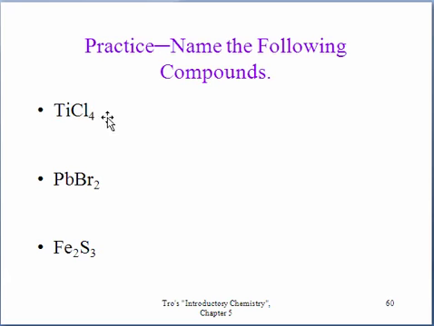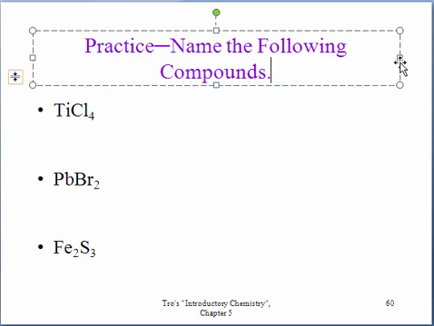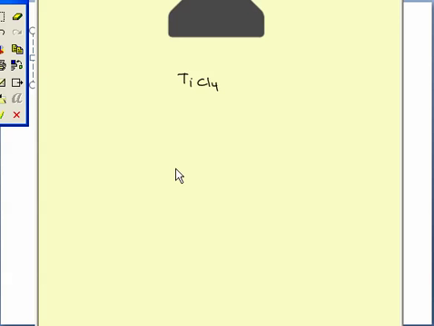Now, let's look at naming compounds that are not as easy as what we just saw. We're going to try and name ionic compounds that have what your book calls these type 2 metals, metals that have variable charges. And when we write the name, we must include the charge. So how do we know what the charge is? We're going to use the anions to help us figure that out.